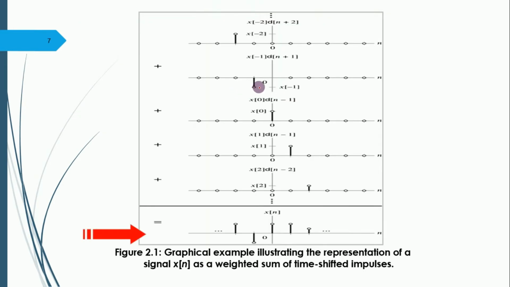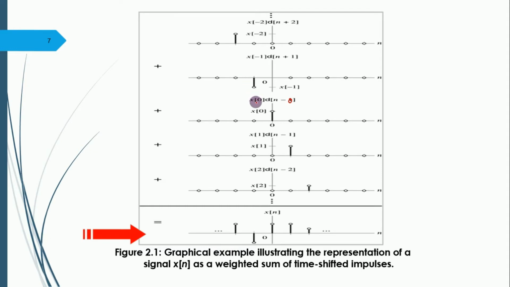Now we will brief this particular equation. I'll take a diagram for the explanation. This is a graphical illustration of the representation of x of n as a weighted sum of time shifted impulses. Just have a check here.